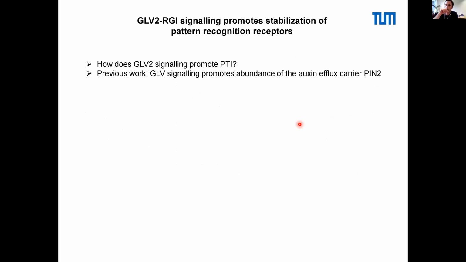So, and then we were interested to elucidate what may be the molecular mechanism. So how do these Golvin peptides actually promote PTI? And in previous studies by other groups, they have shown that Golvin signaling can promote the abundance of certain proteins, like, for example, the auxin efflux carrier PIN2 in the regulation of root gravitropism. And so we were wondering whether Golvin-2 may also regulate the stability or accumulation of important signaling components in innate immunity.